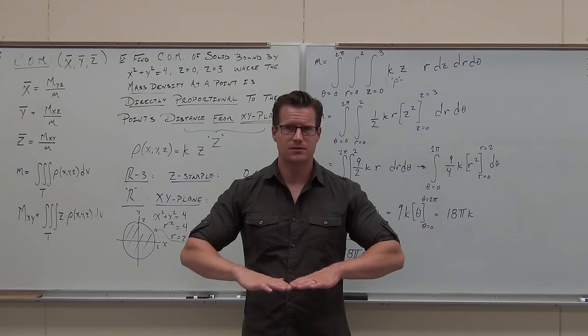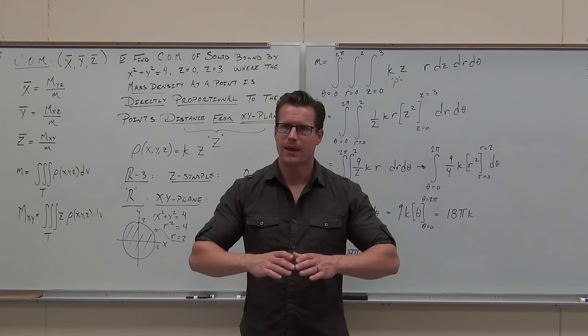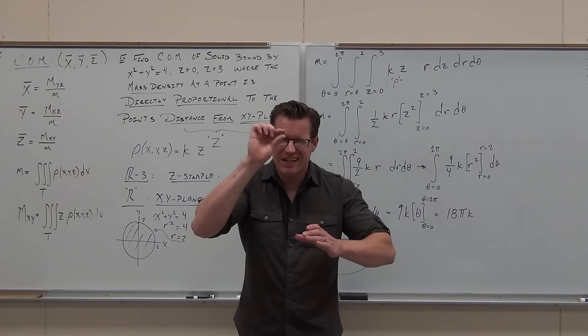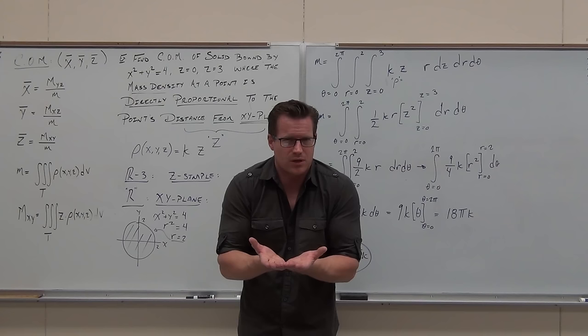Our mass density is directly proportional to the distance from the xy plane, which means as I go up, it gets more dense. However, if you think about the cylinder and the disks that are created, every one of those really thin disks is going to have a uniform mass density because that disk is exactly a certain height. Think level curves. A certain height from the xy plane. Can you picture it? Plug in z equals 1, that's a disk at z equals 1. Do you guys get it?